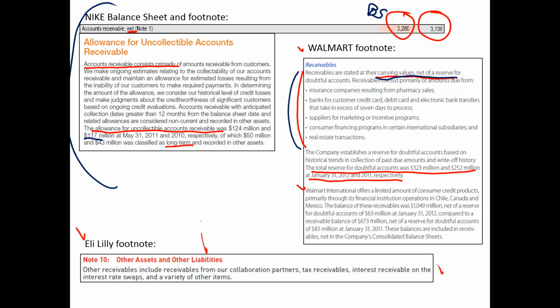So receivables are shown at what we call their net realizable value, which is the receivable minus the allowance account or the reserve account or the provision account. Again, notice you have to say how large that reserve or that provision is, and it also has to tell you if there's other kinds of receivables. In Eli Lilly, here's our footnote on the other types of receivables that they have.